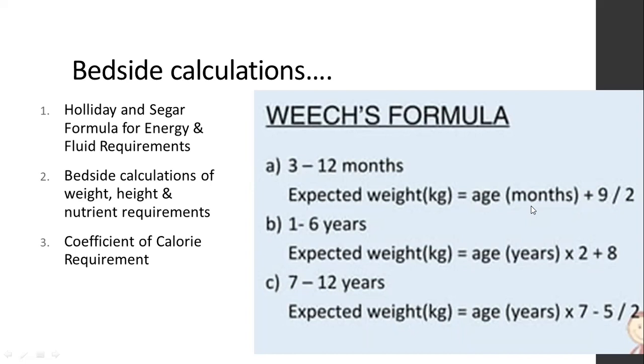If the child is 1 to 6 years of age, expected weight should be the age of the child in years multiplied by 2, plus 8, add 8 to it. Then 7 to 12 years, the age multiplied by 7, minus 5, the whole divided by 2. So this is the Weech's formula, which we have discussed many times. That is also used to calculate the height, weight, and nutritional requirements.